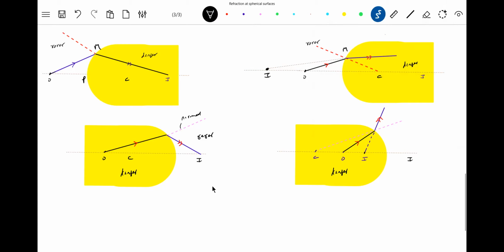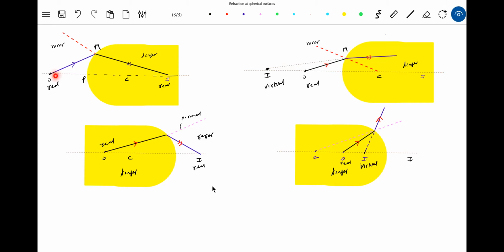So, can you say anything about the nature? This is a real object and we are getting a real image. This is the real object and we are getting a virtual image. Here, for a real object, I am getting a real image. Here, the real object, but the image is virtual.